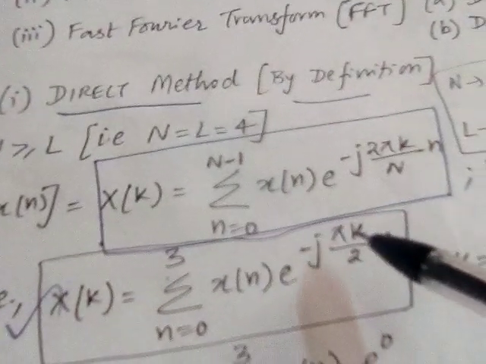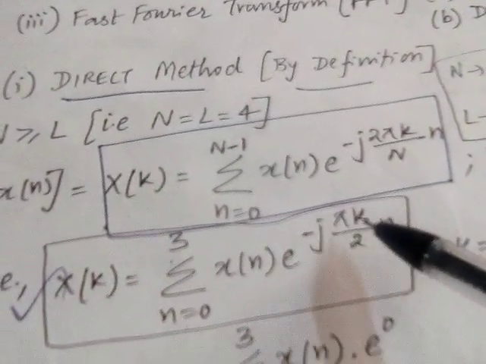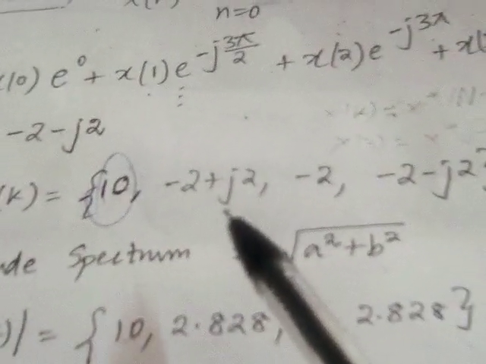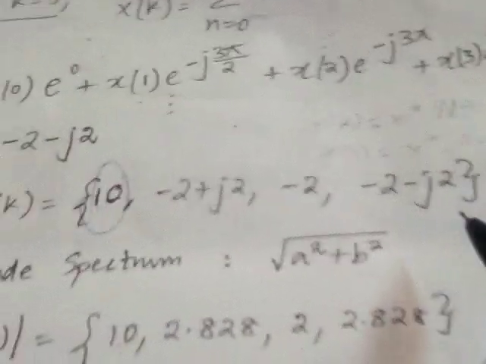Next we have to put k is equal to 2. When you put k is equal to 2, the 2 will get cancelled, e power minus j pi n. Then you have to put n equal to 0 to 3. As usual substitute, simplify and get the answer as minus 2. Similarly, finally when k is equal to 3, e power minus j 3 pi by 2. Carefully do the simplification and get the answer as minus 2 minus j2. This is the final answer: 10, minus 2 plus j2, minus 2, minus 2 minus j2.